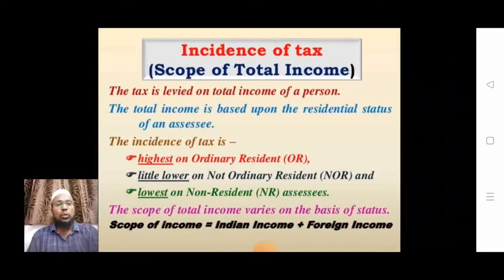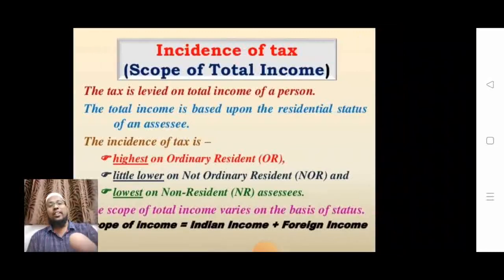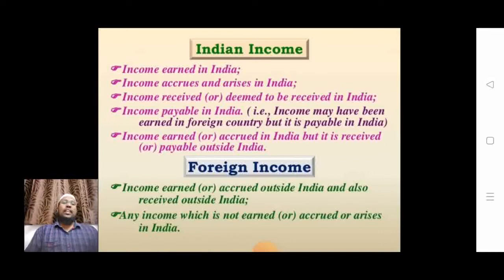The scope of the total income varies on the basis of the status. It changes according to status. Scope of the income is equal to Indian income plus foreign income. Let us see what the Indian incomes are. Indian income means income earned in India, income that accrues or arises in India, and income received or deemed to be received in India.